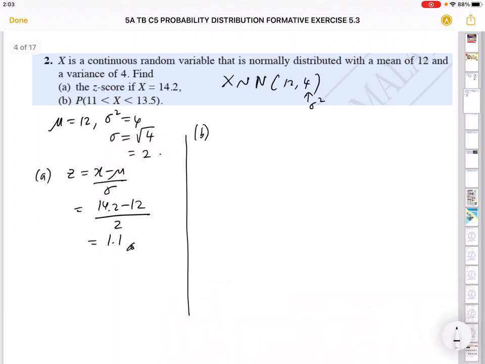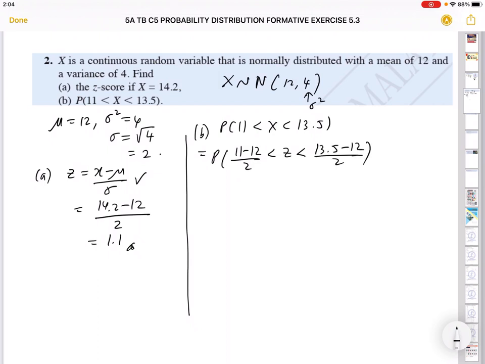For part B, you're finding the probability that x is between 11 and 13.5. Here we have to standardize one by one. I think this is not related to part A. So we take 11 minus 12 divided by 2, using this formula to standardize it. Remember, you cannot find the probability unless you change everything to the z standard normal distribution first, and we use a table or even your calculator to find the probability. So this will be 13.5 minus 12 over 2. And this gives us negative 1 over 2, which is negative 0.5, and 1.5 divided by 2, which is 0.75.